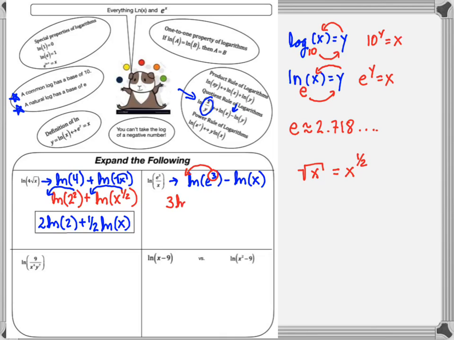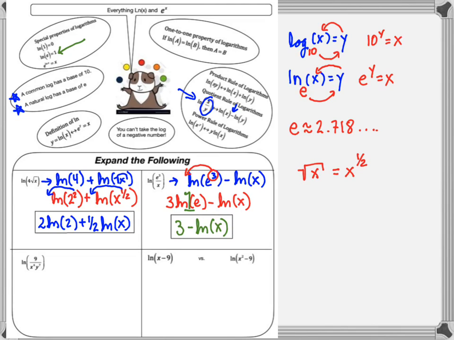So we got 3 ln e minus ln x. Now we also have a property from our other videos that we watched, that ln e is actually 1. Okay, so we have 3 times 1, which is just going to give us 3 minus ln x, and we are done. We're in good shape.